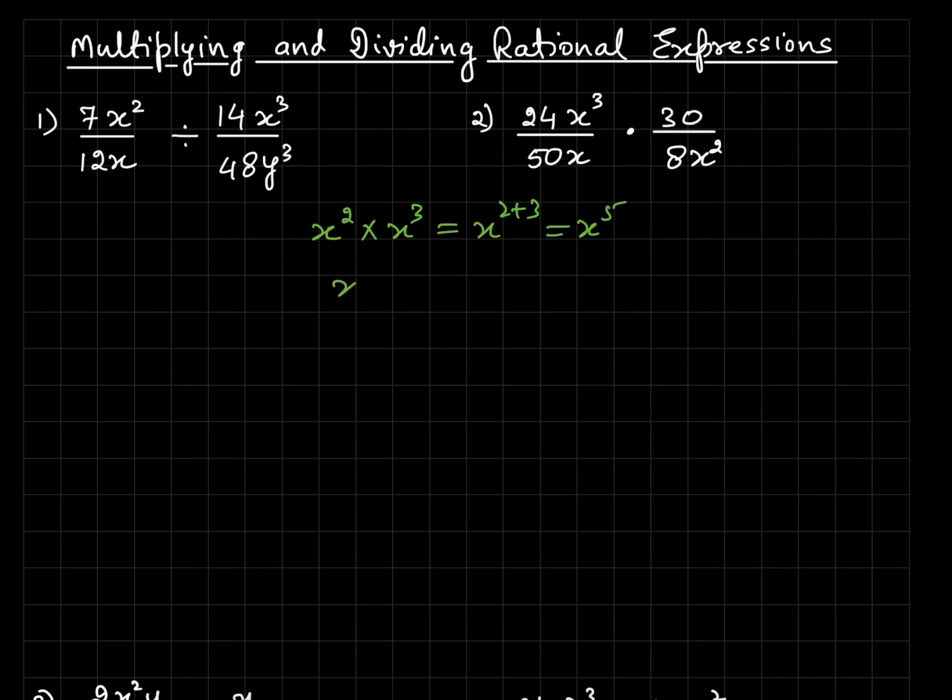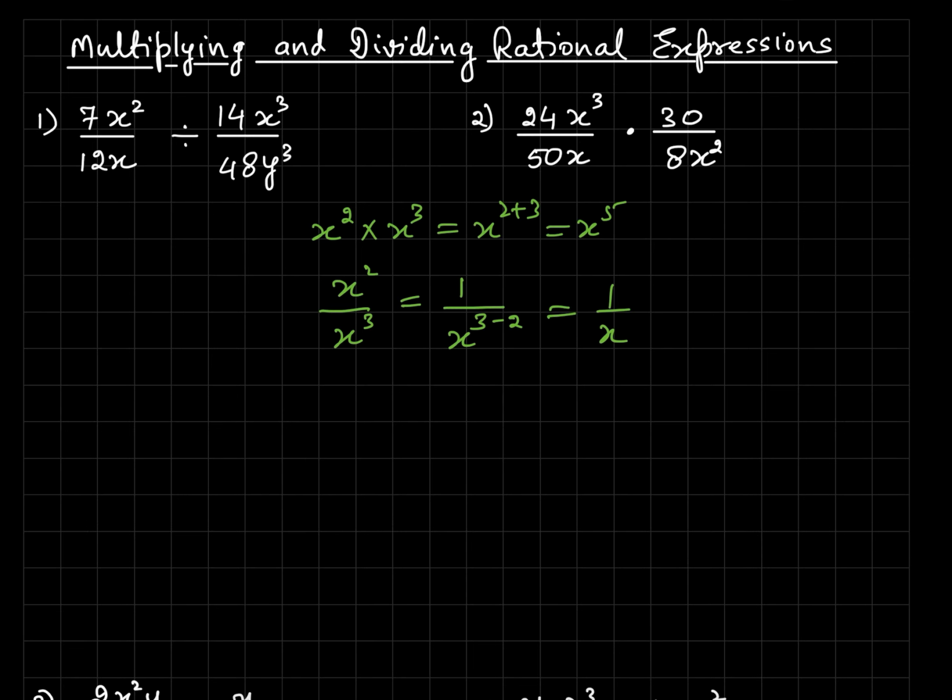If it is, say, x raised to 2 over x raised to 3, then since the power in the denominator is greater than the power in the numerator, I will bring this x squared down. When I'm bringing it down, the power becomes negative. So x raised to 3 minus 2 I will be writing, and my answer would be 1 over x.